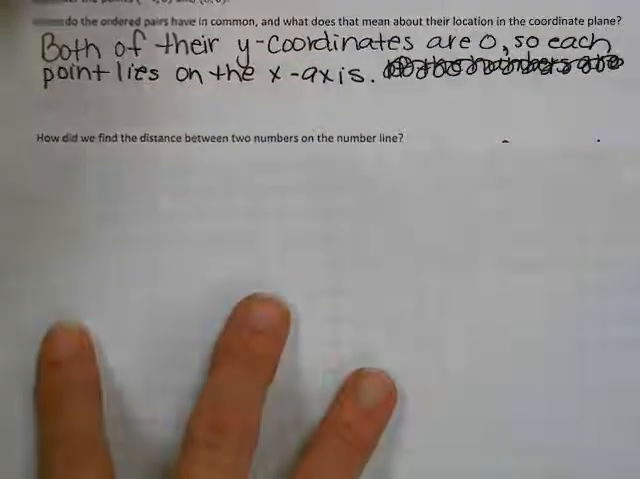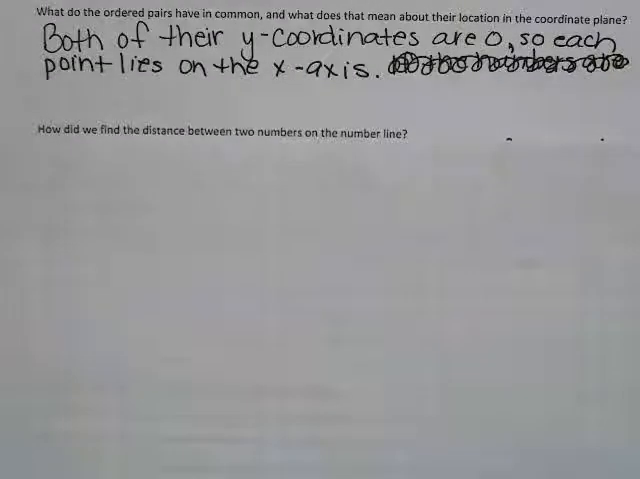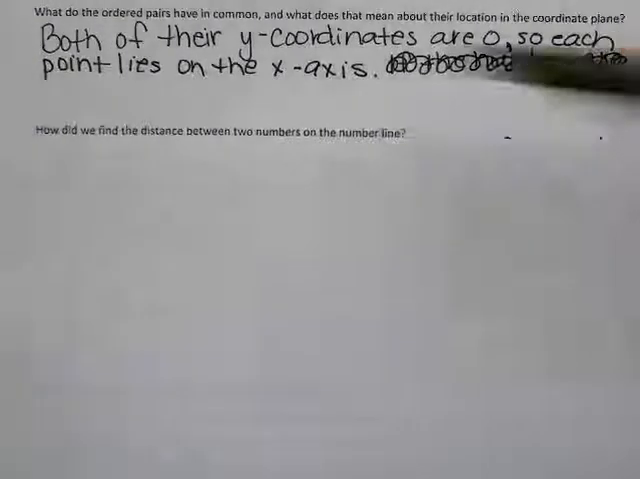How do we find the distance between two numbers on the number line? So this is going back to the number line, remembering that the x-axis is a number line and the y-axis is also a number line. The x-axis is our horizontal number line through the coordinate plane, and the y-axis is our vertical number line through the coordinate plane. So when we find distance between two numbers on the number line, we use the same strategy here as we do on the coordinate plane.